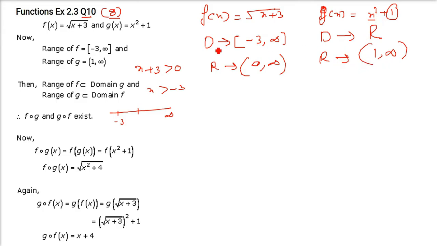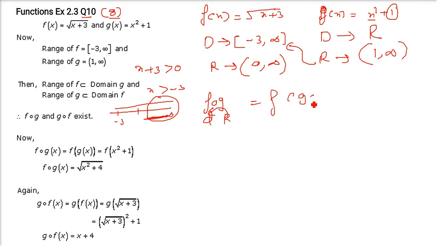Okay. So f of g and g of f, let us see. For f of g, the range of g should be a subset of the domain of f. So 1 to infinity is a subset of negative 3 to infinity. Yes, it is, because 1 to infinity is inside negative 3 to infinity. This is f of g of x. So g of x is x square plus 1, you just take it and put it in place of x plus 3. Under root x square plus 1 in place of x plus 3, which is x square plus 4.